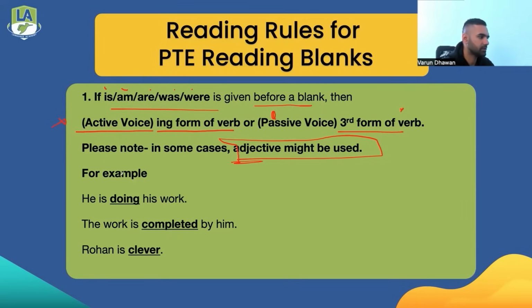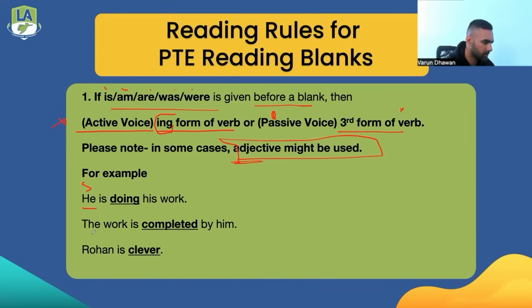Let's have a look at some examples. He is dash his work. He is subject. This is active voice because subject comes first. You will be using the ing form of verb over here. You'll never say he is do his work. He is doing his work.